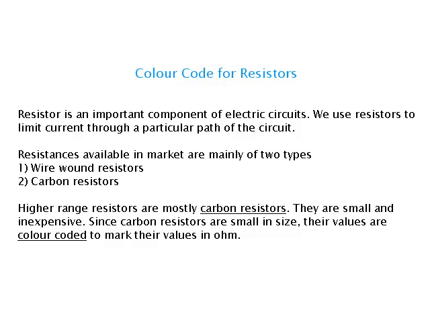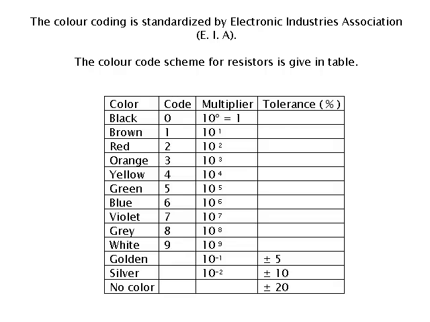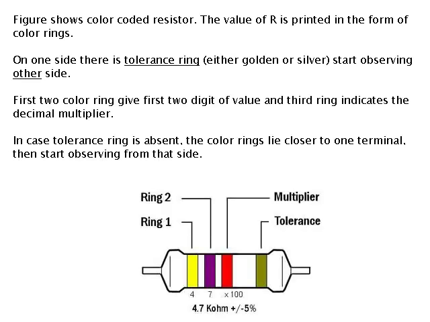Since carbon resistors are small in size, their values are color coded to mark their values in ohms. The color coding is standardized by Electronic Industries Association, EIA. The color code scheme for resistors is given in the following table. Figure shows color coded resistor. The value of R is printed in the form of color rings. On one side there is tolerance ring, which is either golden or silver.